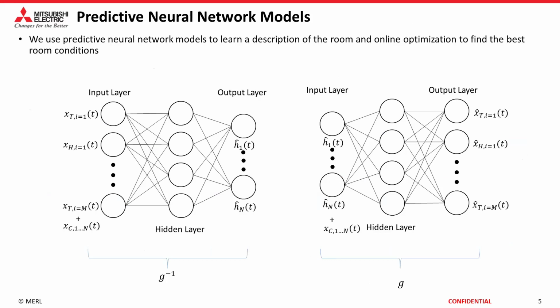We use predictive neural network models to learn a description of the room thermodynamics. In other words, to learn how the temperature and humidity at the location of the users relates to the temperature and humidity at the location of the thermostat. We then use online optimization to choose the best HVAC parameters to optimize user thermal comfort. We use online optimization because in this paper, we would like to allow the users to change their seating locations throughout the day.